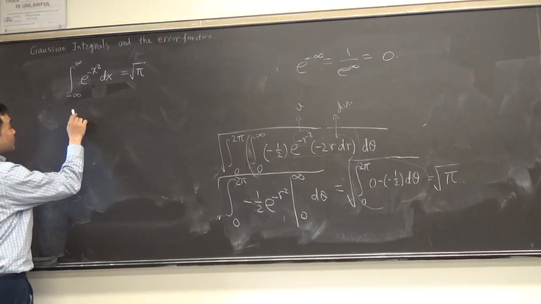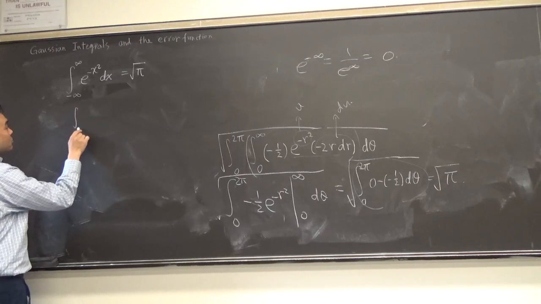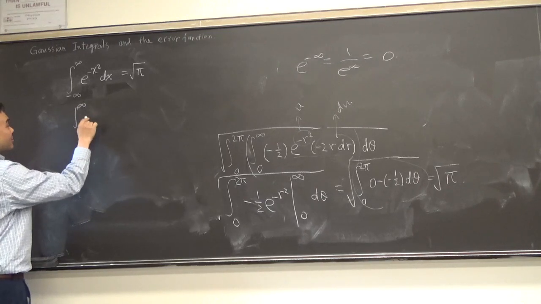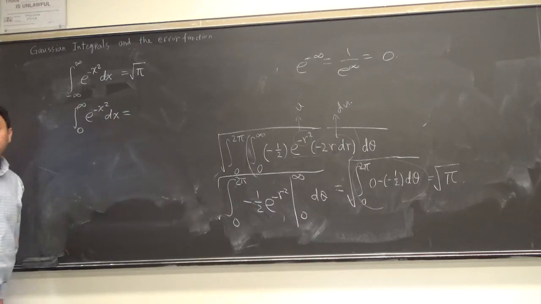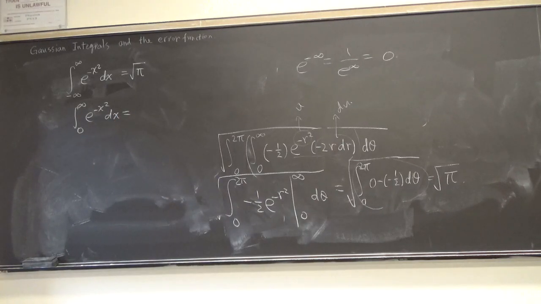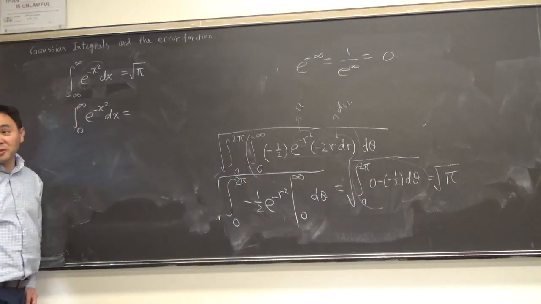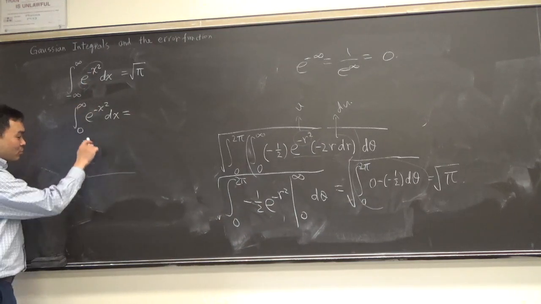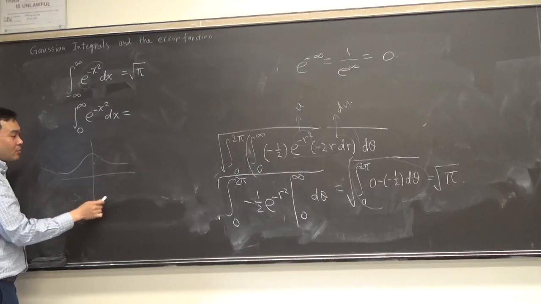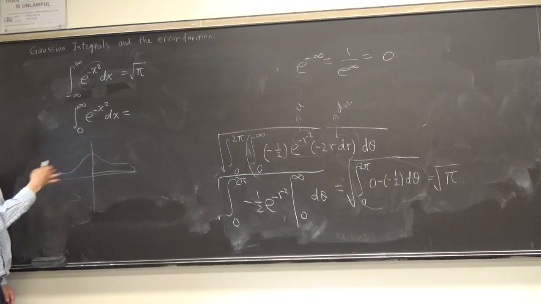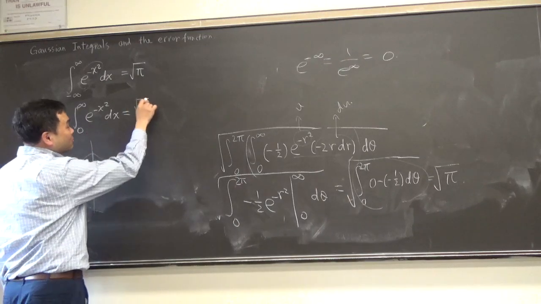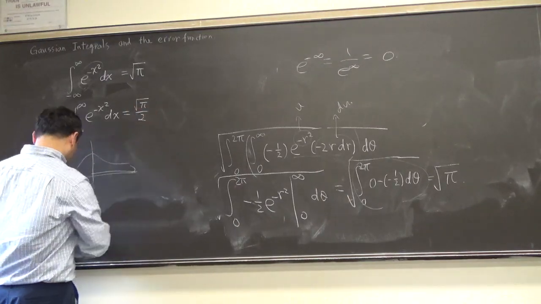Now, tell me what the integral from 0 to infinity would be then. Half of it, 1/2. Because this is an even function, right? I drew the graph for you, but it's an even function. So if you just integrate from 0 to infinity, that's just half of the entire graph. So this will be square root of pi over 2.